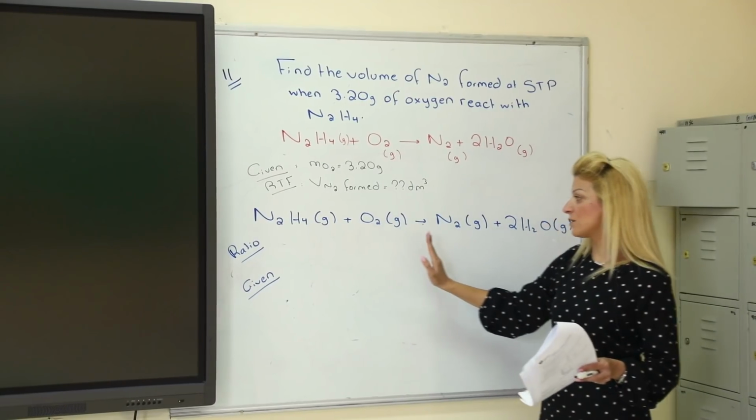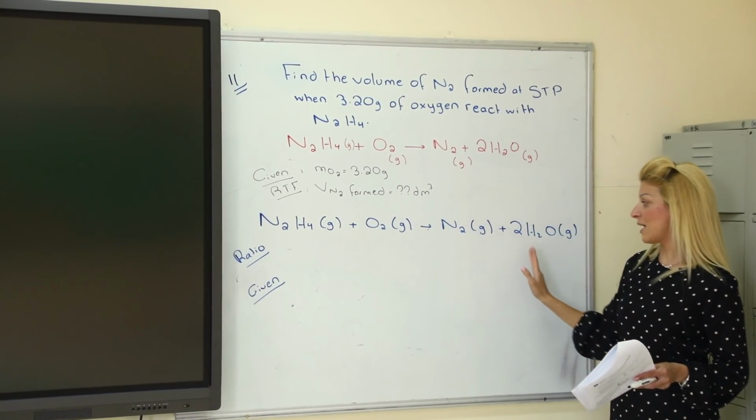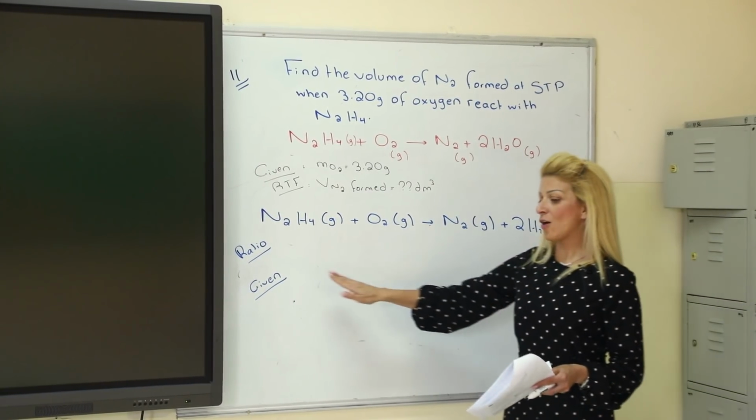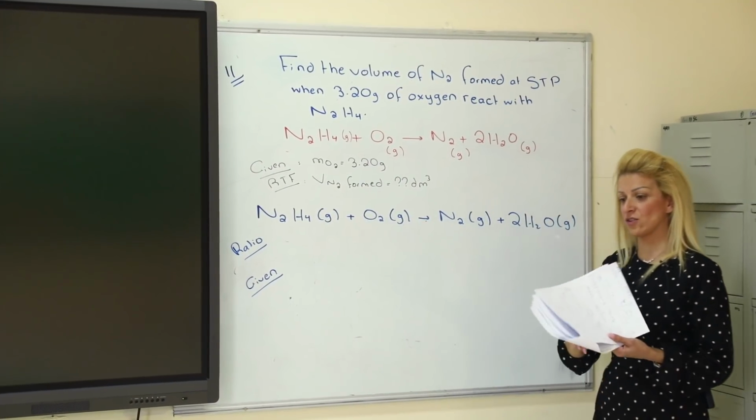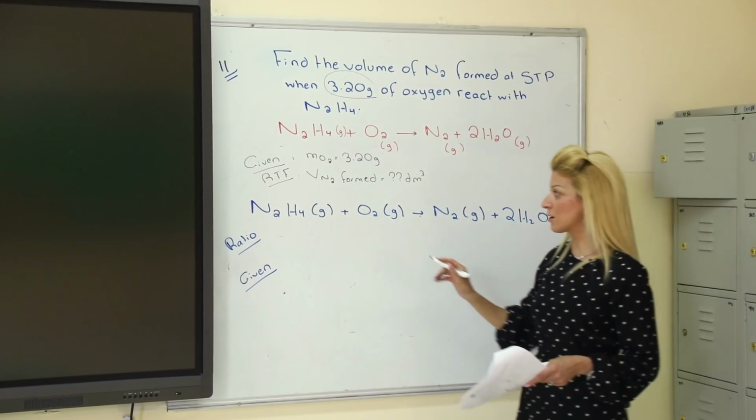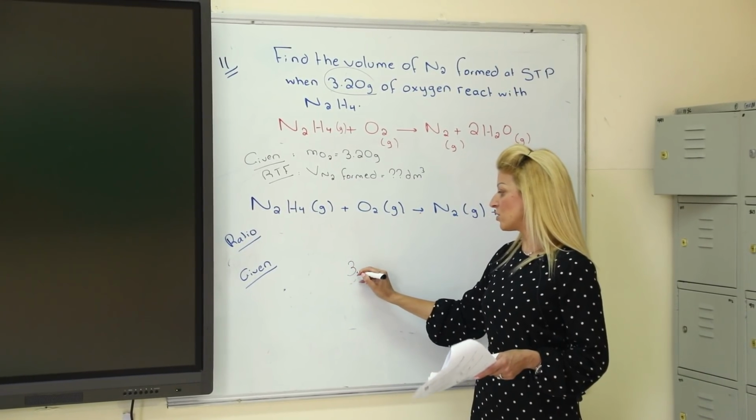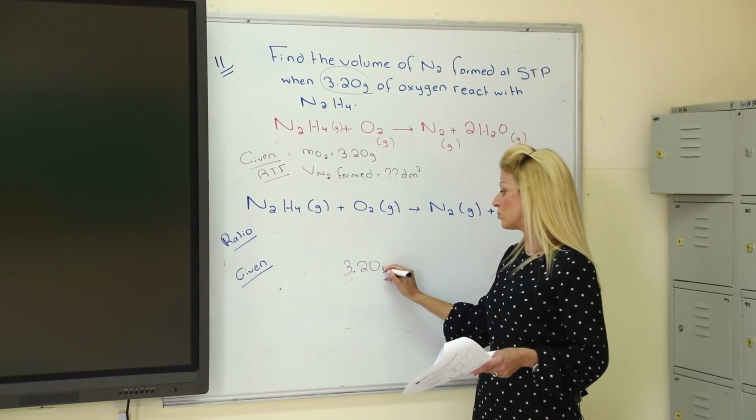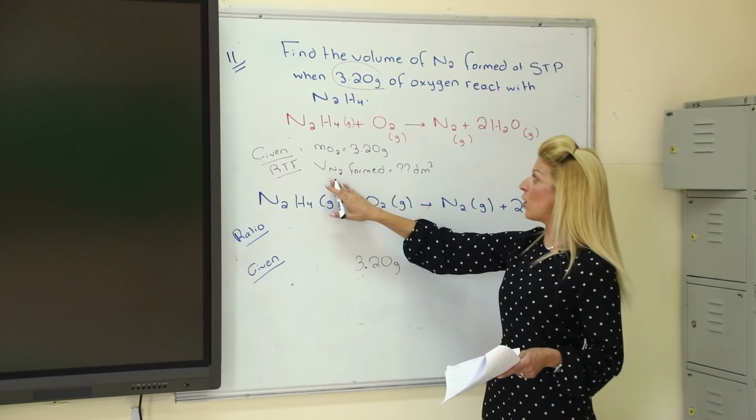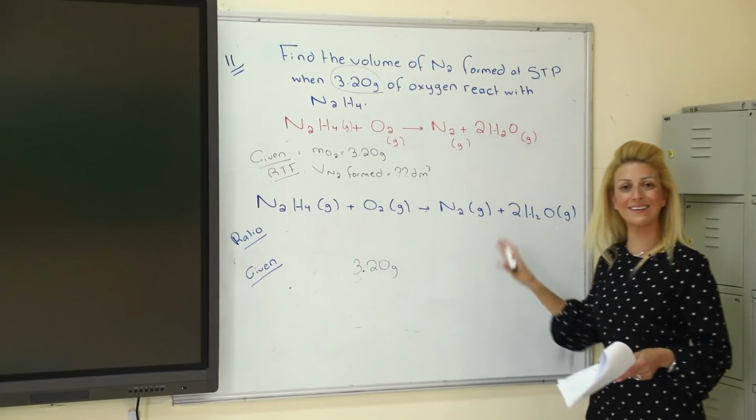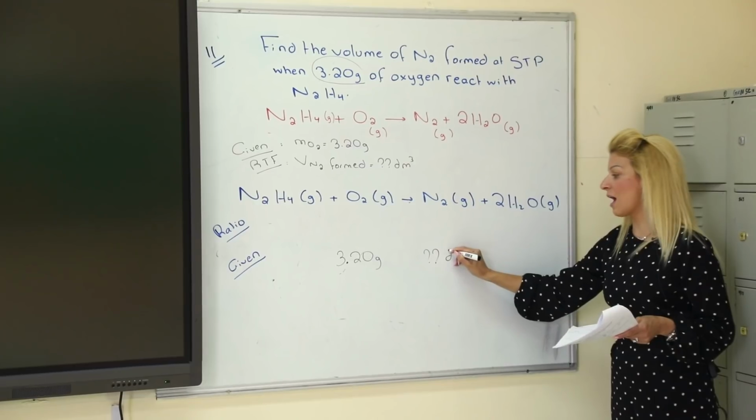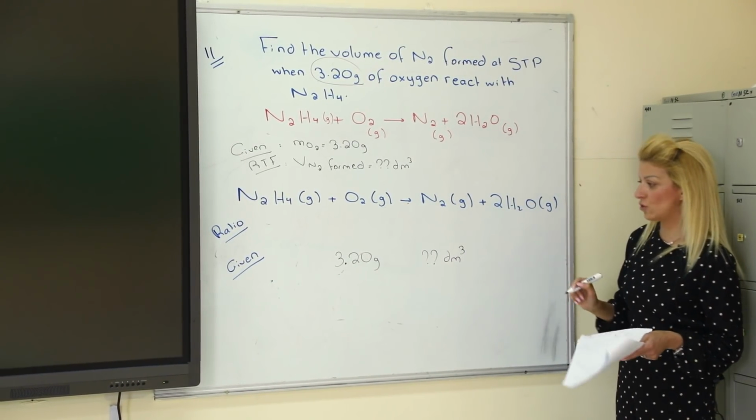N2H4 gas plus O2 gas gives N2 gas plus 2H2O gas. Our given is from the original question. So the given is 3.20 grams of oxygen. So under oxygen, we will write 3.20 grams. And we are required to find the volume of N2 formed at STP. So under N2, I'll put a question mark and how many decimeter cubed.